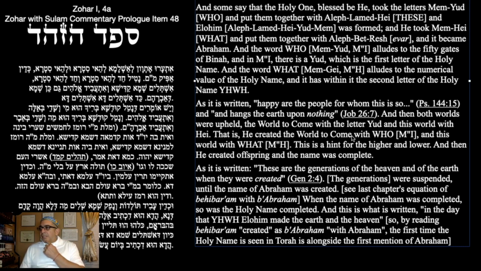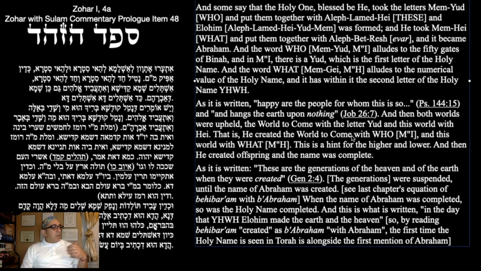And it is written, these are the generations of the heaven and of the earth when they were created. The generations were suspended until the name Abraham was created, which is mercy. And when the name of Abraham was completed, so was the holy name completed, Elohim. And this is what is written, in the day that Yod-He-Vav-He, together with the name Elohim, made the earth and the heaven. So by reading Behibaram, created, as Be'abraham, with Abraham, the first time the holy name is seen in Torah is alongside the first mention of Abraham. So we're going to see Abraham mentioned in the story of creation.